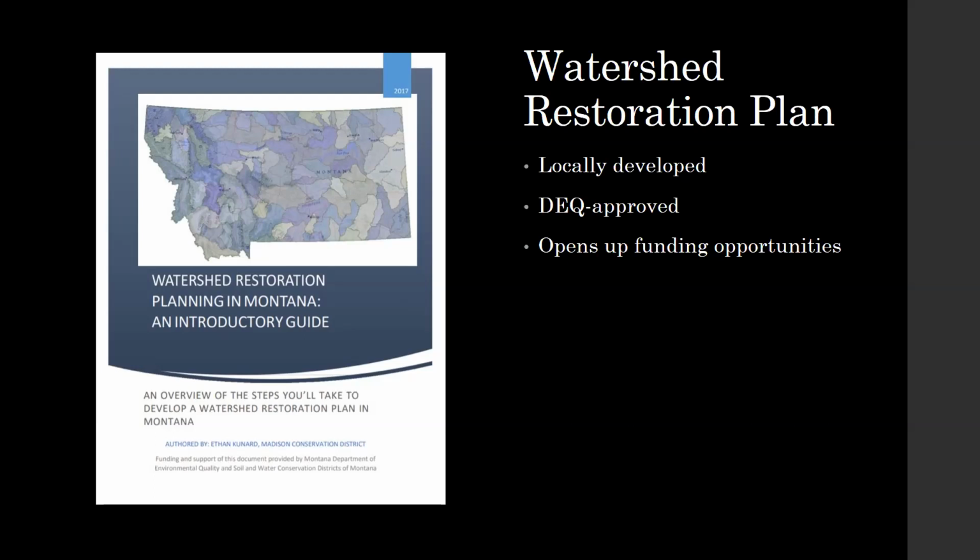So the funding that I'm talking about is through the 319 program that DEQ administers. We receive, on average, around $1 million every year from the US EPA through a federal grant. And we allocate this money through a competitive process. We put out a call for applications every year and then review those applications and award contracts between around $50,000 and $300,000 apiece. And like I said, once you have an approved WRP, this opens up this funding to you.